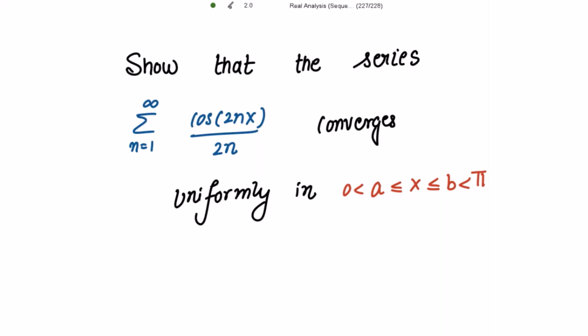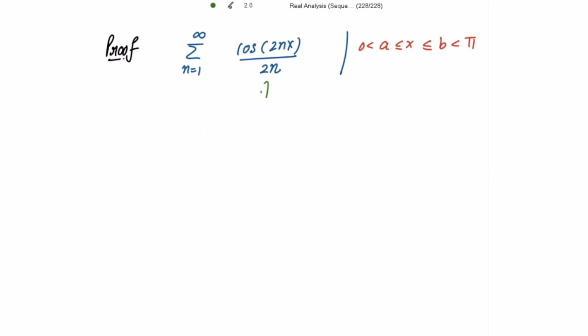Show that this series converges uniformly in this given interval. That is the infinite series of cos of 2nx divided by 2n. So we are going to apply here the Dirichlet test. This series can be written as the product of cos of 2nx and 1 divided by 2n, so that we can consider this to be our unx and this to be vnx.